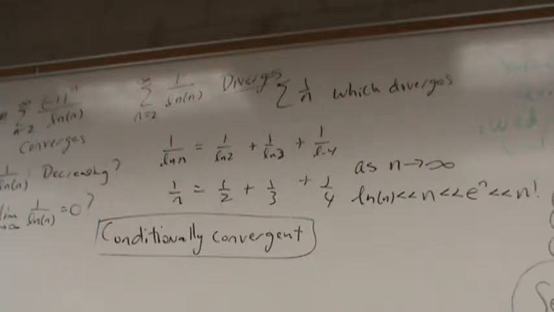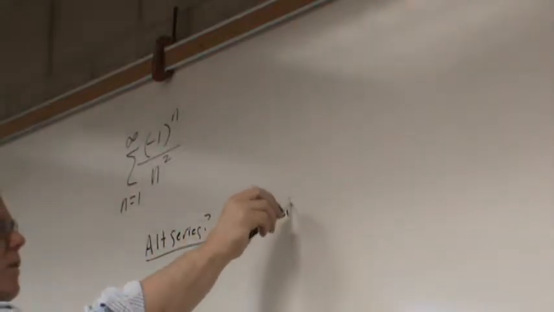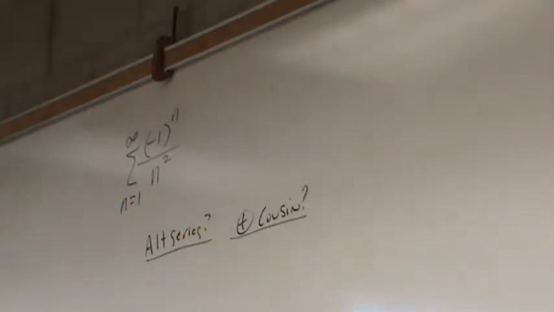Hey, let me give you another one. The sum as n goes from 1 to infinity of negative 1 to the n power over n squared. You're going to ask yourself two questions. Does the alternating series converge or diverge? And does the positive cousin converge or diverge? Please think about that, and then you can decide whether that guy is conditionally or absolutely convergent.